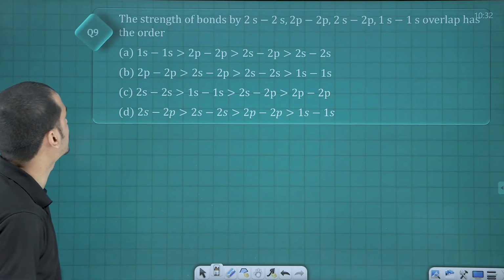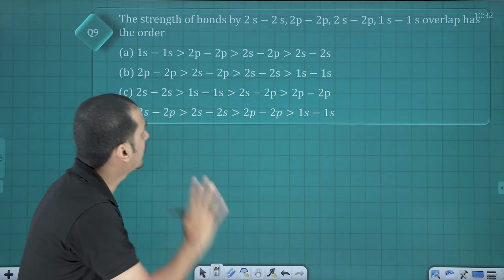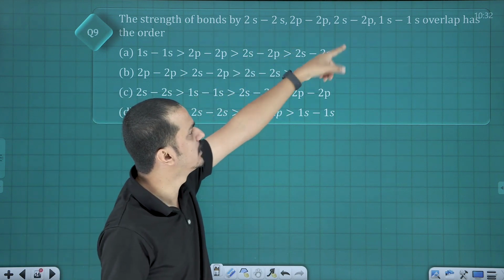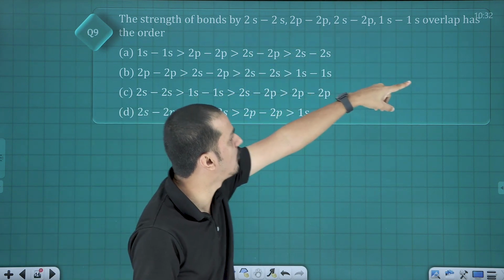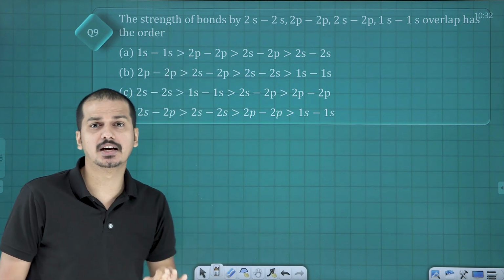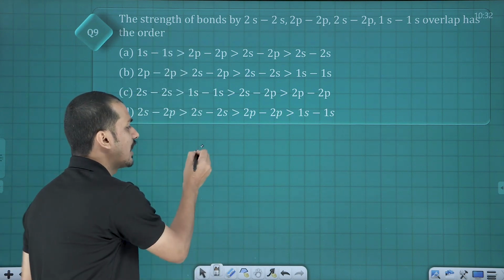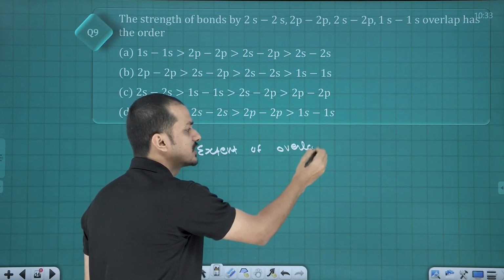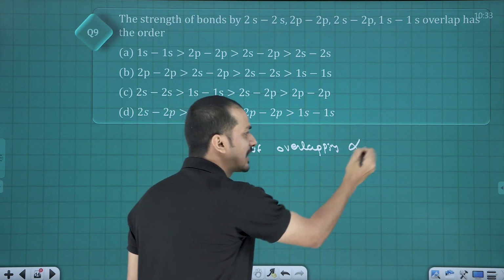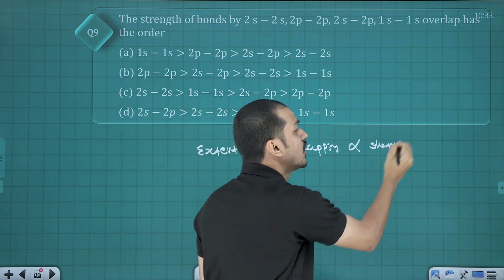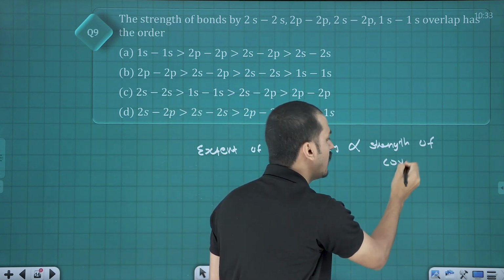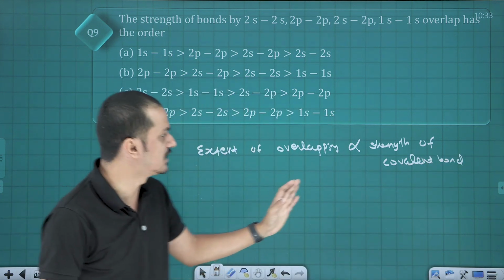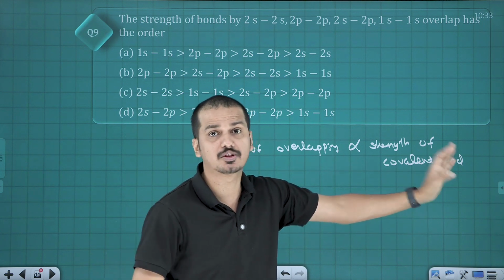Next question. The strength of bonds by 2s 2s overlapping, 2p 2p overlapping, 2s 2p overlapping, 1s 1s overlapping has the order. So you learned the idea: extent of overlapping is directly proportional to the strength of covalent bond.